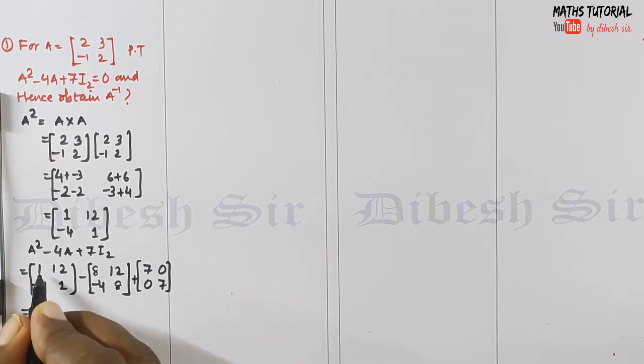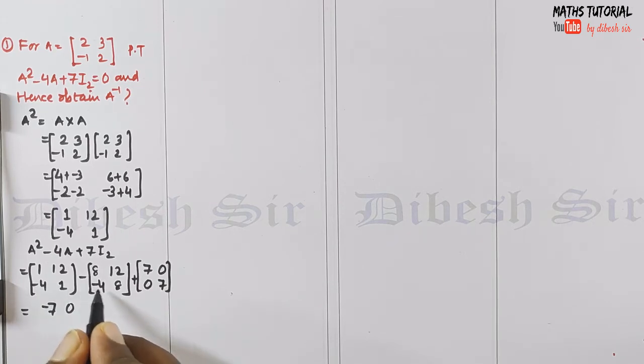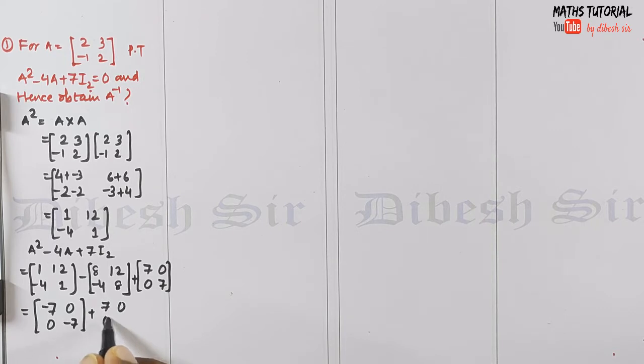So let's simplify it. 1 minus 8, that is minus 7. 12 minus 12, 0. Minus 4, minus minus plus, cancel out, 0. 1 minus 8, minus 7, plus 7 0 0 7. So clearly minus 7 plus 7 is 0, and we get 0 0 0 0. This is equal to O. Proved.